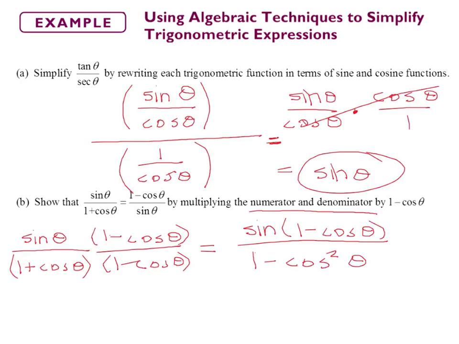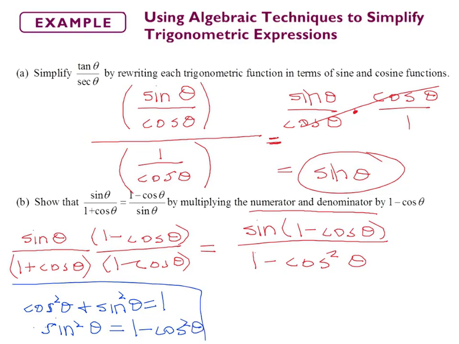Let's go back to where we were. So we know that cosine squared theta plus sine squared theta is equal to 1. That means we know that sine squared theta is equal to 1 minus cosine squared theta. Right?